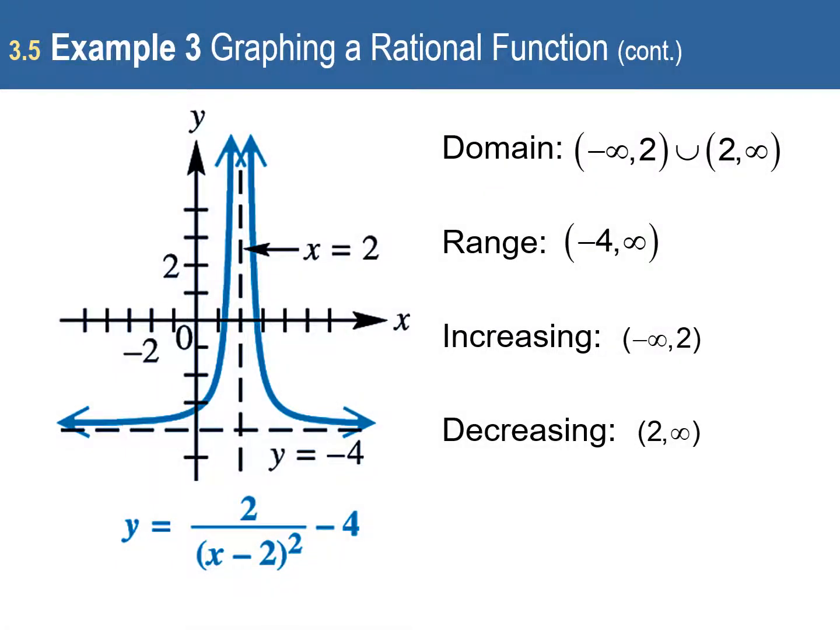So you can use these characteristics to graph the function. If you shift your horizontal asymptote and your vertical asymptote from 0, 0 to 2, negative 4, this is actually quite an easy graph to sketch.